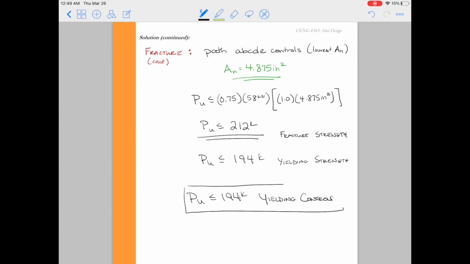Finally, I want to just mention that so far we've learned just the yielding and fracture limit states. As we continue in the next couple of lessons, we're going to talk about other limit states such as block shear and bolt limit states. So when calculating the full strength of a connection like this, make sure you also consider block shear and all those bolt limit states, and we'll learn about them soon enough.